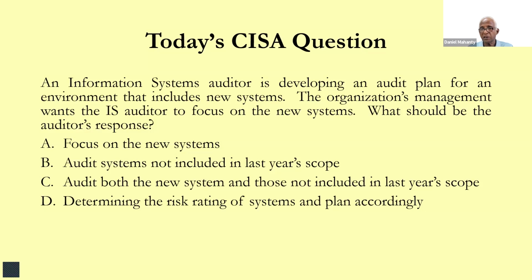What does this mean? It means there could be some critical systems which were not in last year's scope and not among the new systems implemented. Does it mean we are going to overlook them? D, determining the risk rating of the systems and planning accordingly. So, what do you think is the right answer?